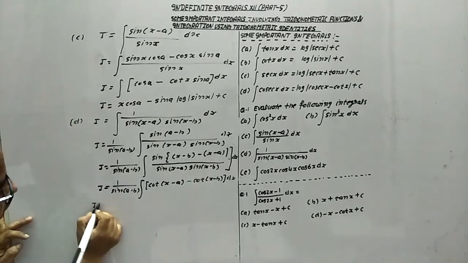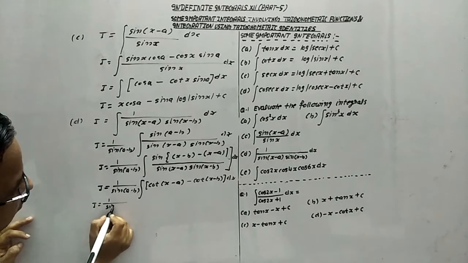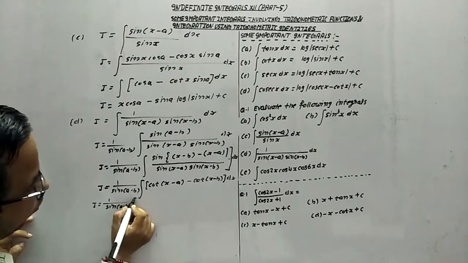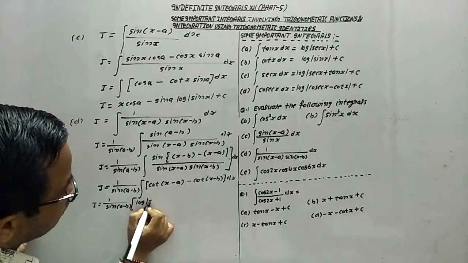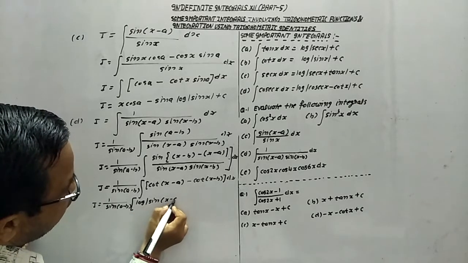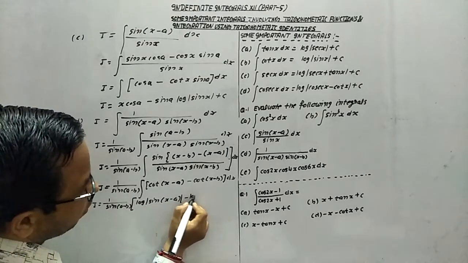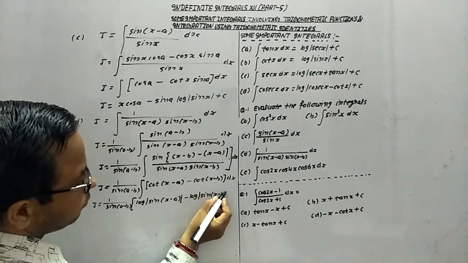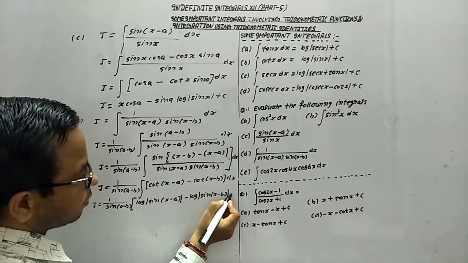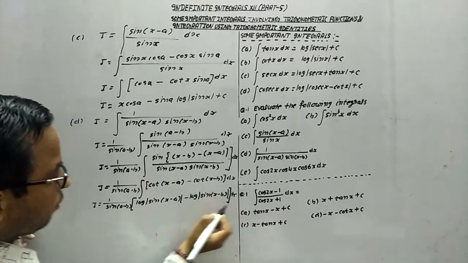Now we have to do the integration, 1 upon sin(a minus b). What is the integration of cot x? Integration of cot x is log sin x. It means log sin(x minus a), and what is this? Minus log sin(x minus b), and plus c. This is the integration part.